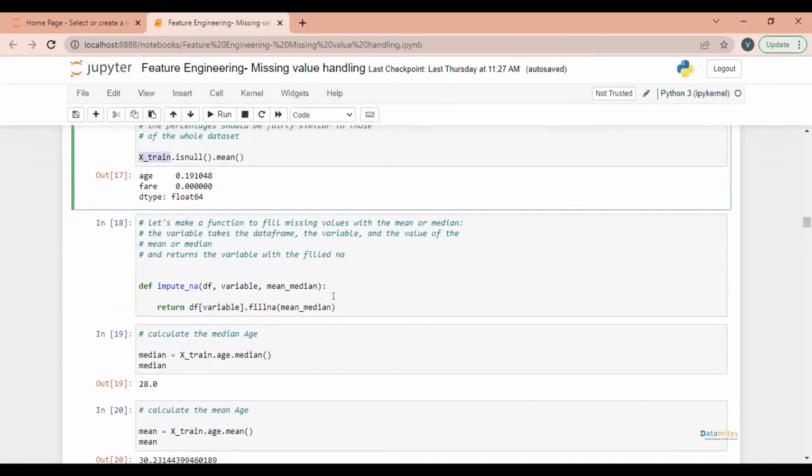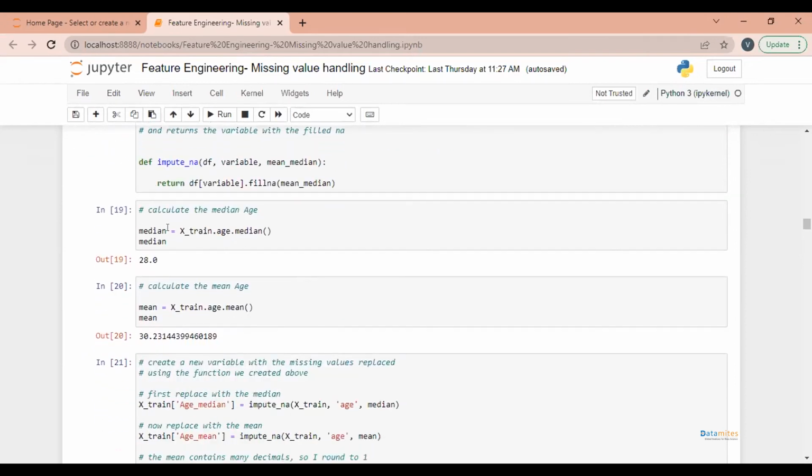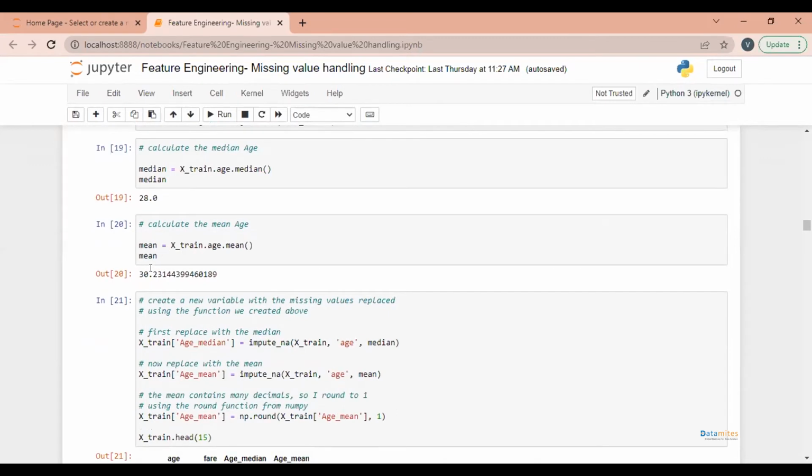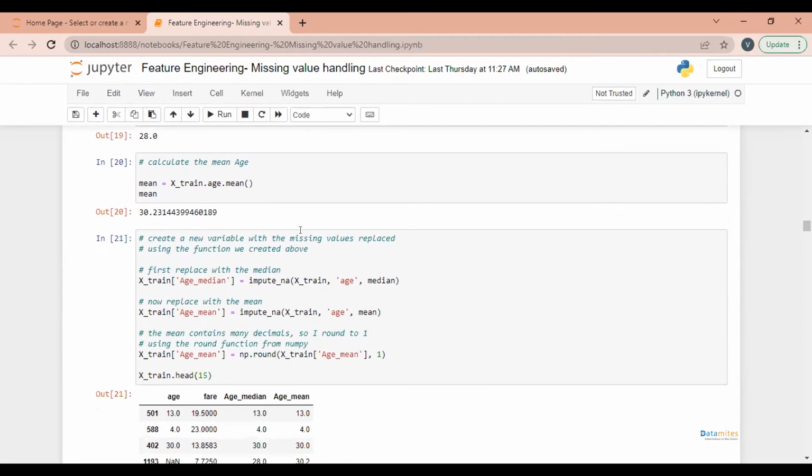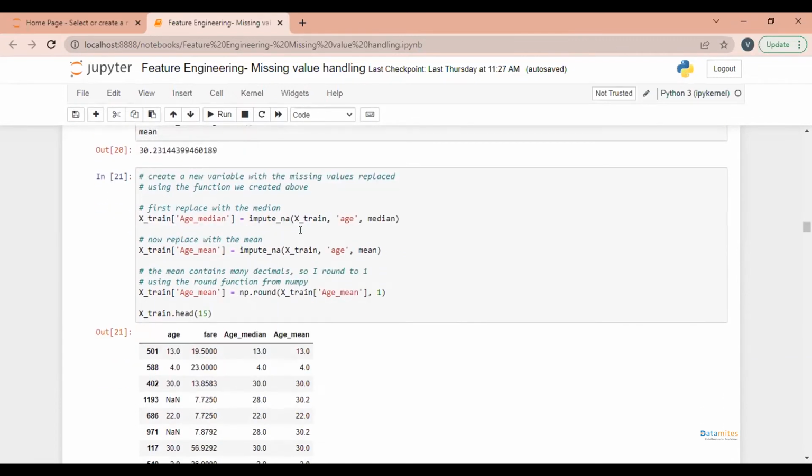This is a function that I've created. Whether we want to implement a mean or a median, we can do this, and we can fill our missing values with either of them. First we have calculated the median, which is 28 for the training dataset, and the mean is around 30. So certainly the distribution is not normal. We can see a slight increment in the mean, which means there is some slight skewness towards the positive side of the distribution. But this is okay, it is not a huge distortion. So yes, we will first replace with the median.